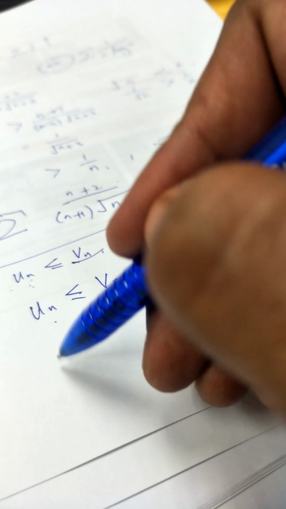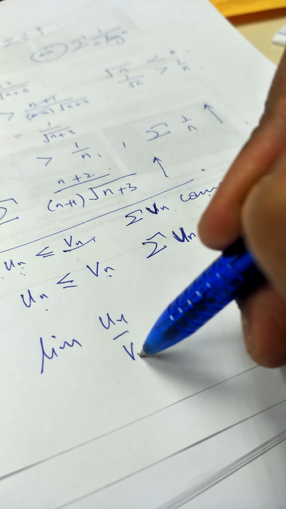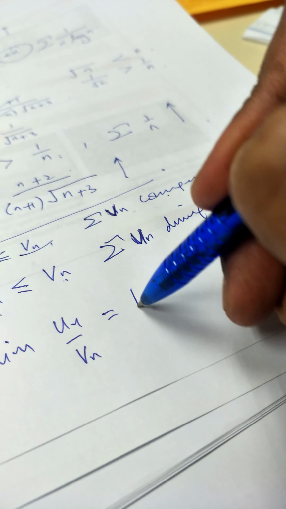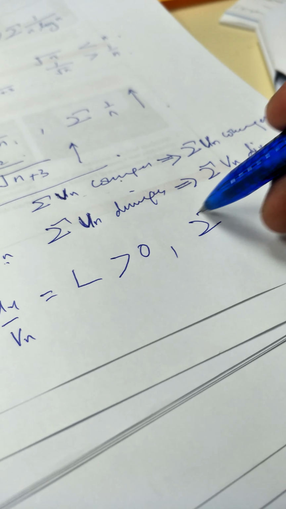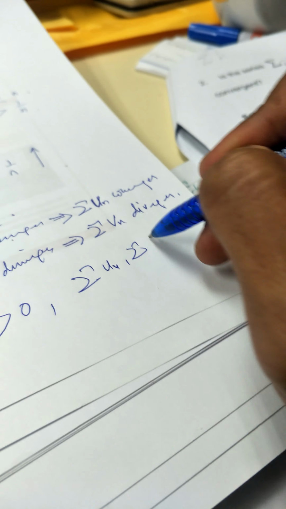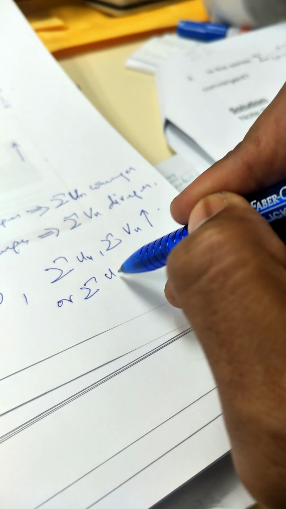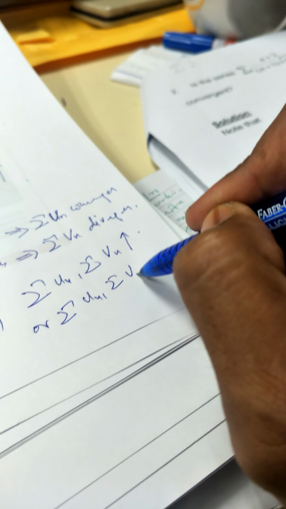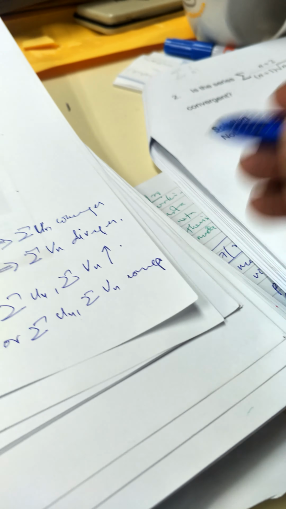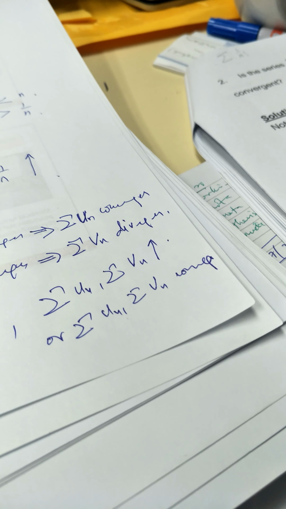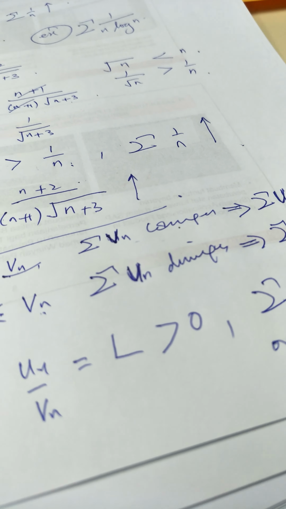The other one is, we take the limit of un over vn, and if it gives some positive number, then un and vn either both converge or both diverge together. Okay, so we have three tests for the moment. So I stop there for this video. Thank you.